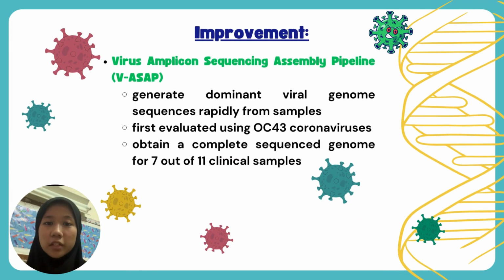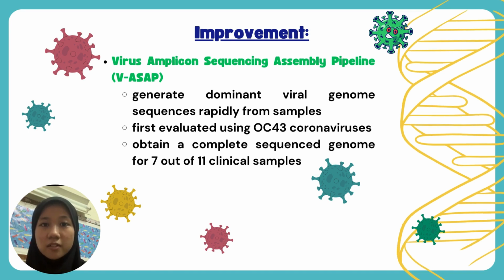To combat this limitation, a complete sequencing and analyzing protocol called VirusSeeker VASAP was introduced. This protocol enables scientists to generate dominant viral genome sequences rapidly from samples. It was first evaluated using OC43 coronaviruses, and the result was quite satisfactory. The protocol managed to obtain a complete viral genome sequence for 7 out of 11 clinical samples.